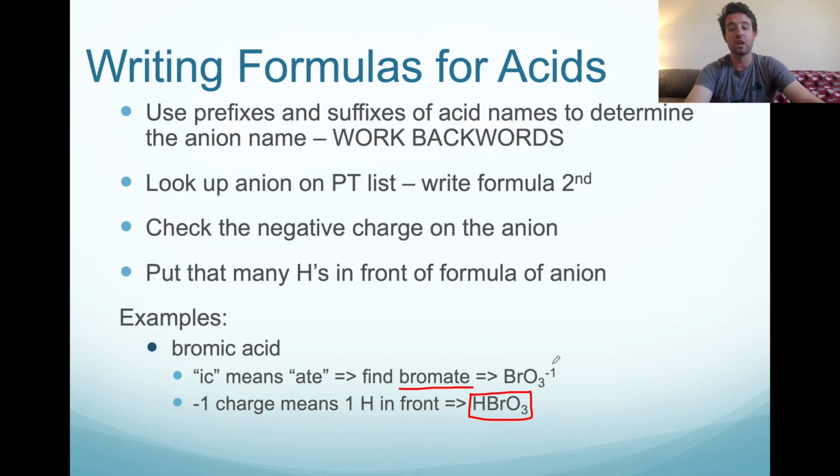So once you figure out ic goes to ate, you find bromate on the periodic table on that ion list, and then realize, oh, it's got a -1. That means I need 1 hydrogen. If it had a -2, you need 2 hydrogens. -3, 3 hydrogens, and so on and so forth. So we'll also ask you not only to go forwards, but also to go backwards. So be aware of that.